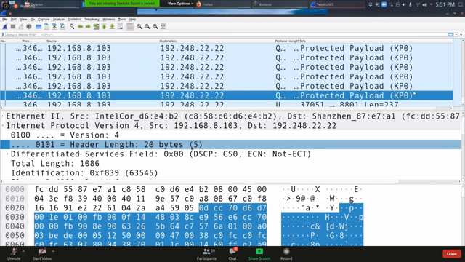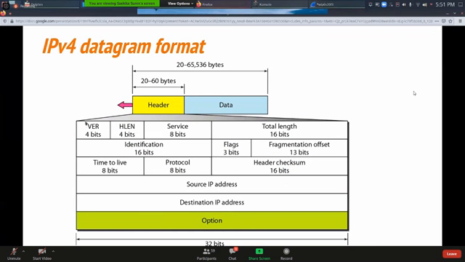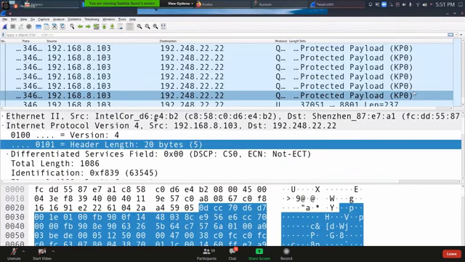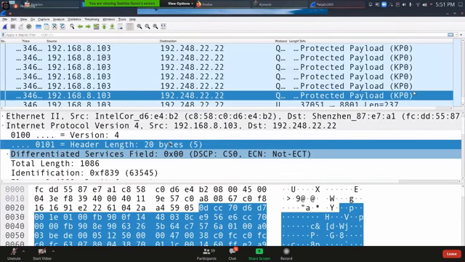So if your data size is more than 20 bytes, because the 20 bytes contain everything from the version until the destination IP address. But if it contains more than 20 bytes, that means it should include the options. Right. So that is what we are saying about the version and the internet header length. The next field contains 8 bits.